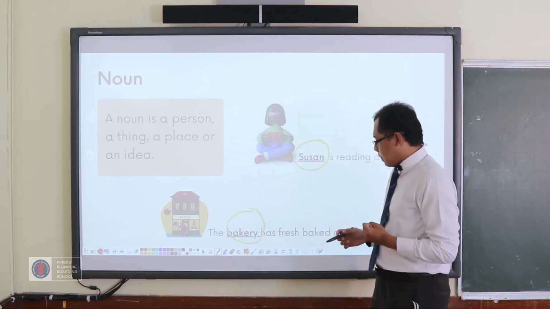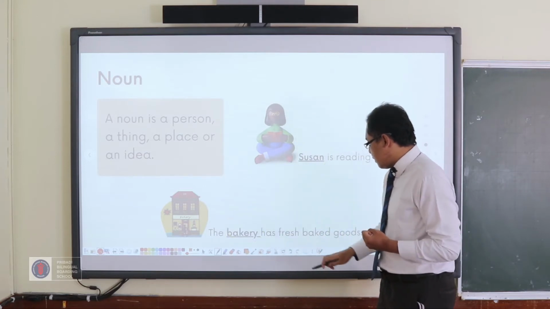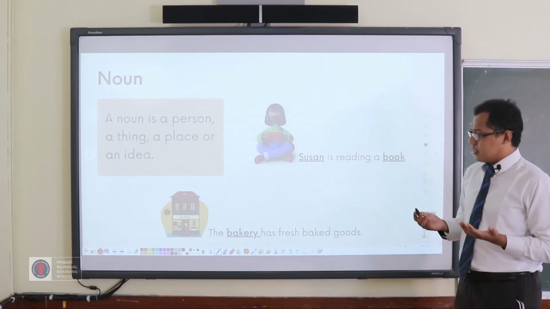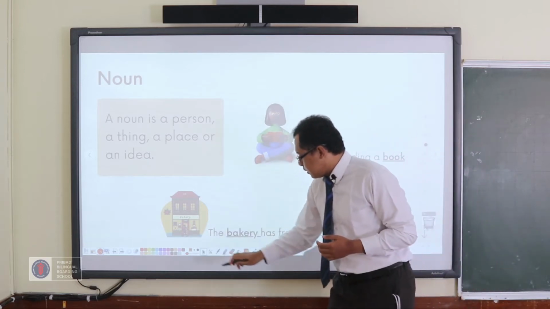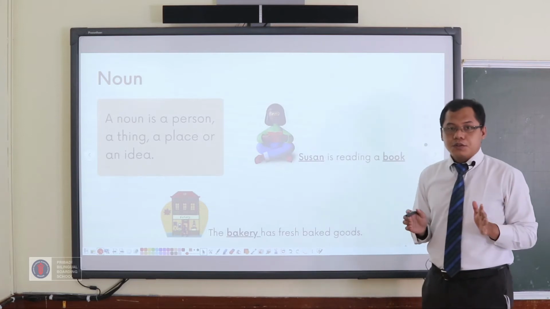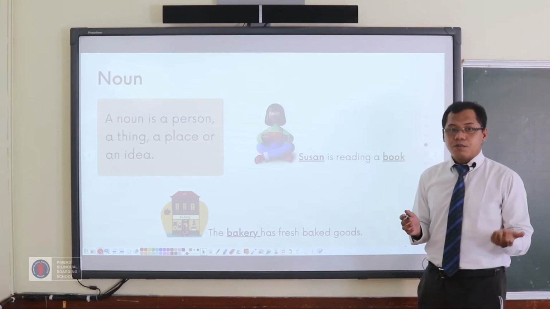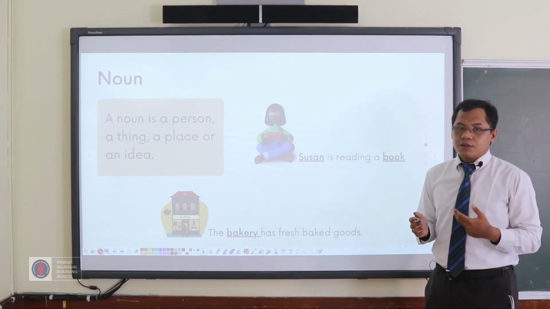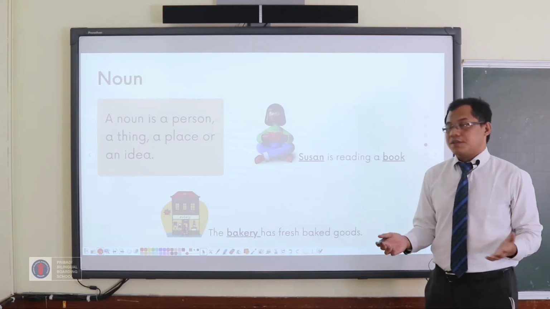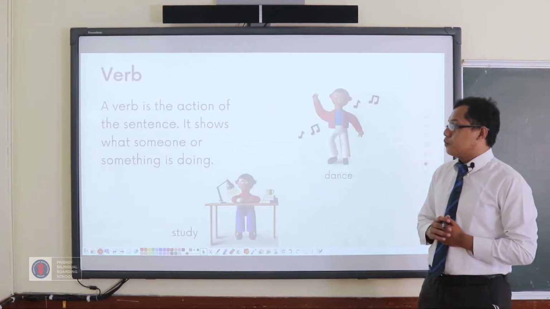Okay. Now, let's move on to the next part of speech. I think it's clear, yeah? So you can find some other examples of nouns around you in your house or probably in your rooms, like your computer, your mobile phone, and then your books, your bags, your shoes. They are all nouns. Okay. Now, let's move on to the next part of speech, which is verb.